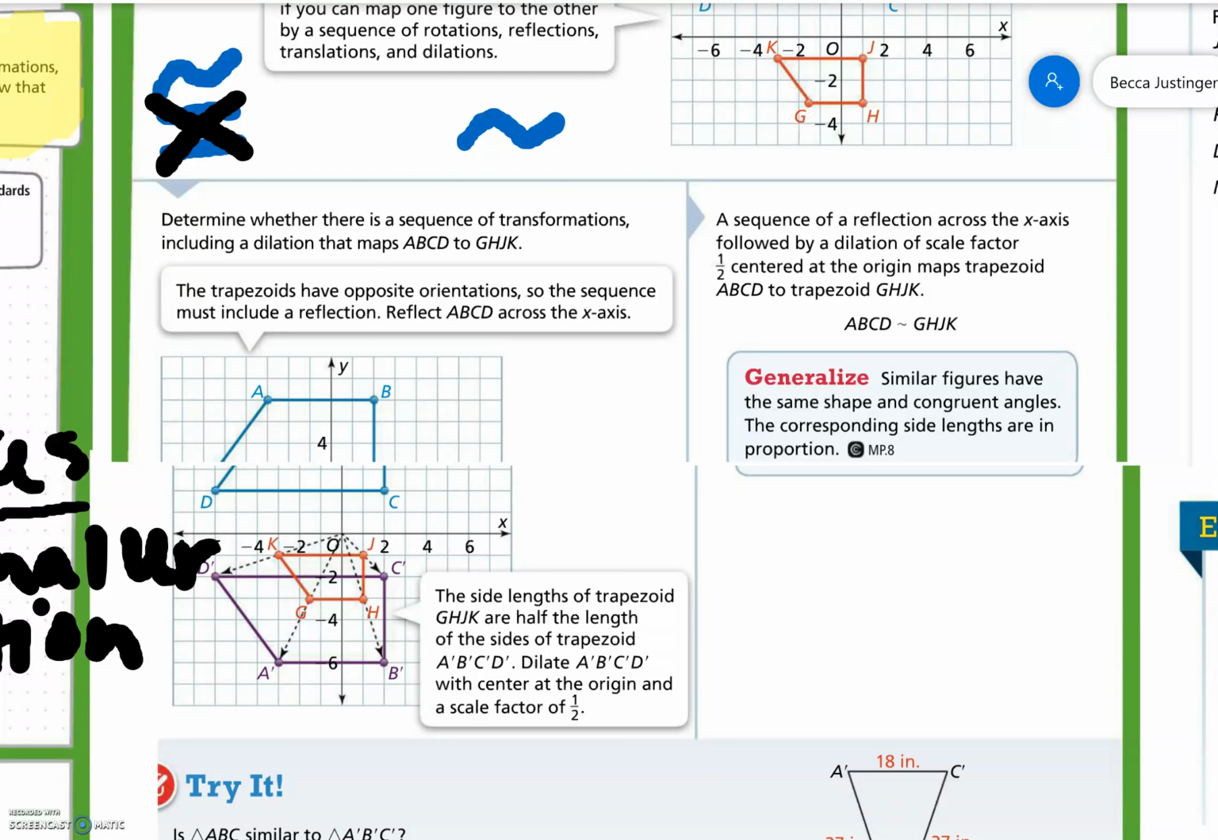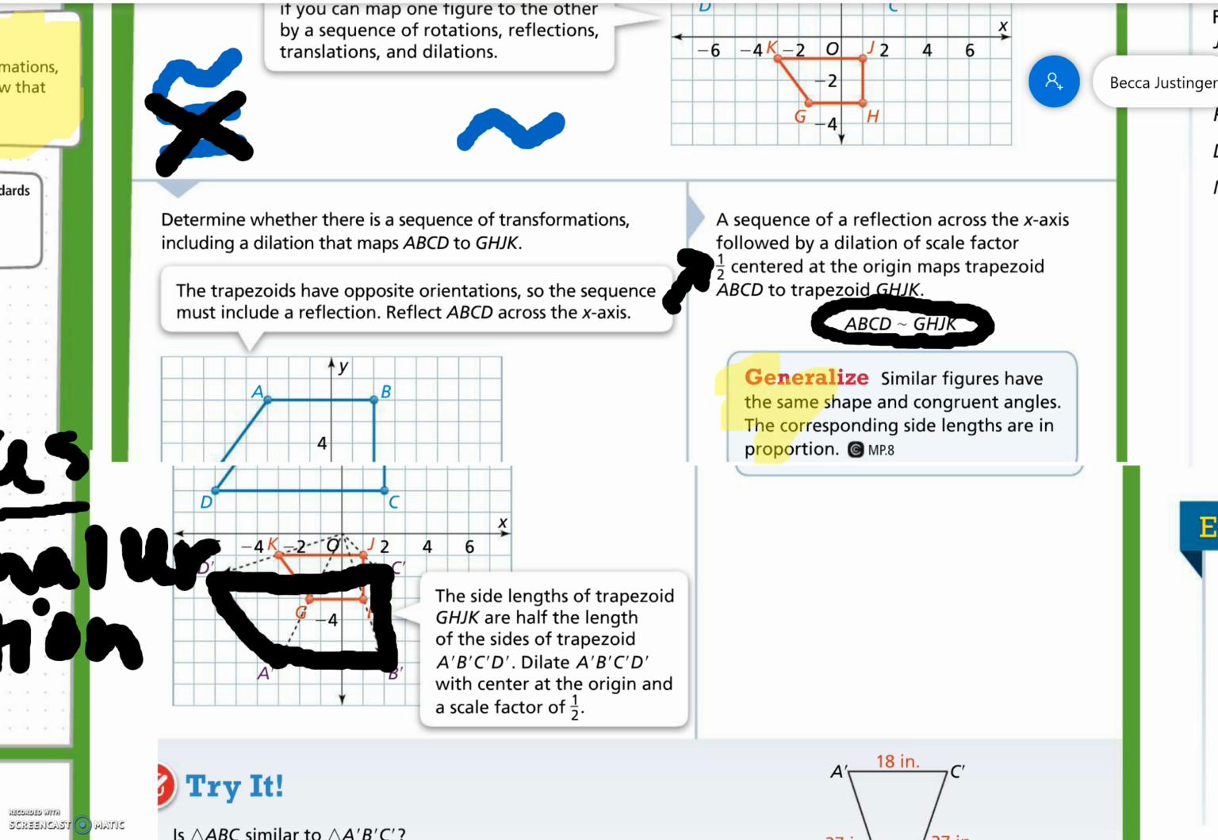The trapezoids have opposite orientations, so the sequence must include a reflection. Reflect ABCD across the x-axis. So we do that, we get A prime, B prime, C prime, D prime. We know we need to make it smaller. So the sequence is a reflection across the x-axis followed by a dilation with a scale factor of 1/2, our reduction, centered at the origin, maps trapezoid ABCD to trapezoid GHJK. So ABCD is similar to GHJK. Similar figures have the same shape and congruent angles. The corresponding side lengths are in proportion.